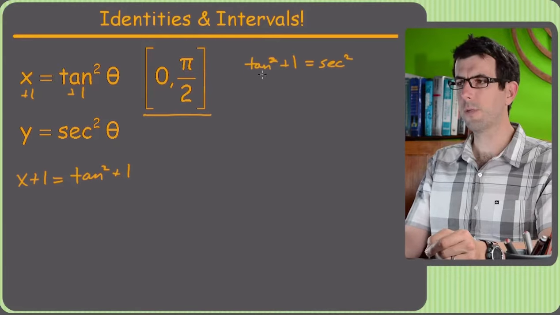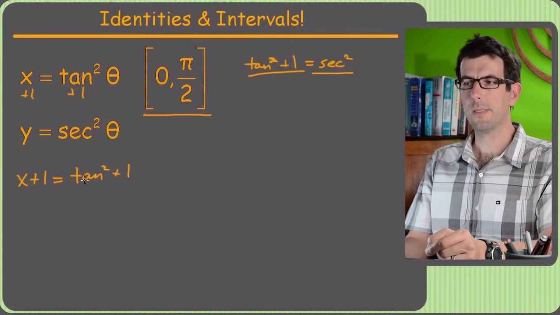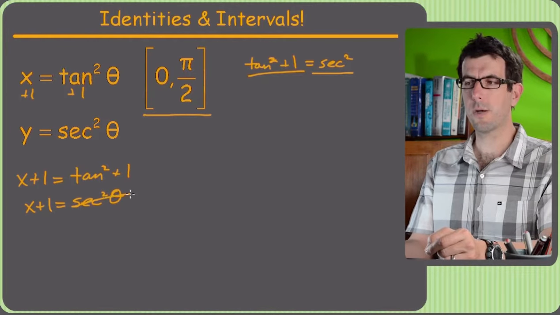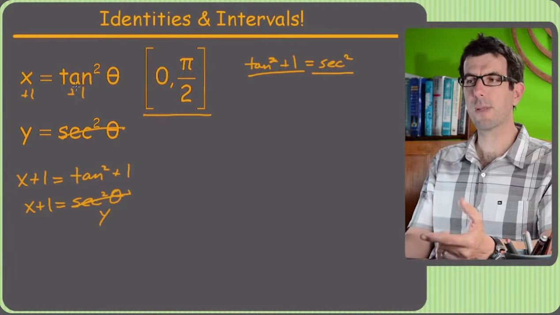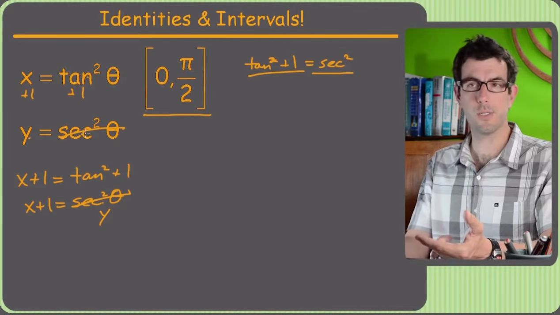And then tan squared plus 1 is really the same thing as secant squared. So replace this tan squared plus 1 with secant squared, so I get x plus 1 equals secant squared theta. And oh, look at that, secant squared is this, so I can just replace that with y. So my substitution ends up happening by converting tan squareds into secant squareds, which I can then replace with y, since y is just secant squared.